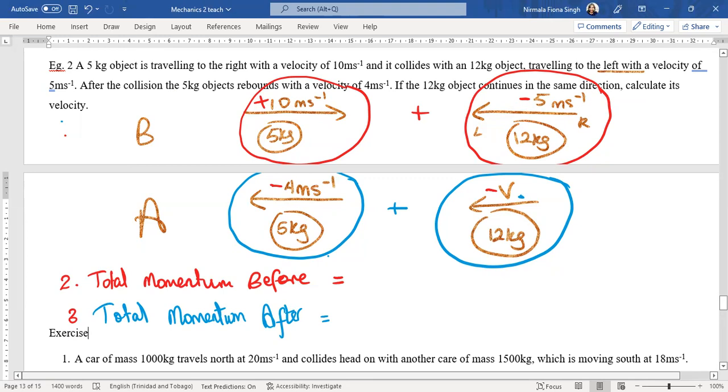So our total momentum before will be mass by velocity. 5 by 10 is 50. 12 by minus 5 is minus 60, and you're going to get minus 10. Please note a negative number never means you're wrong. A negative number simply indicates direction. Total momentum after: 5 by minus 4 is minus 20, added to 12 by minus V, which gives minus 12V, so you get minus 20 minus 12V.